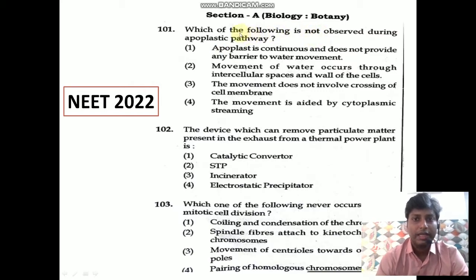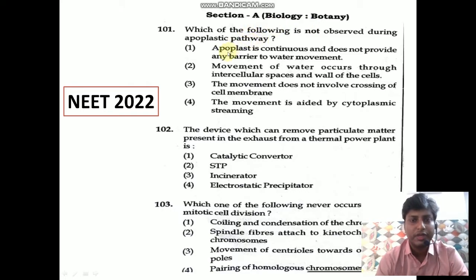Now, if you recollect, dear students, this question is straight away from the topic plant water transport, and this chapter is there in 11th standard NCERT. As you all know, for NEET you have to prepare both 11th as well as 12th. So this question has come directly from 11th standard. The topic is plant water transport, and they're asking us which is not observed during the apoplast pathway.